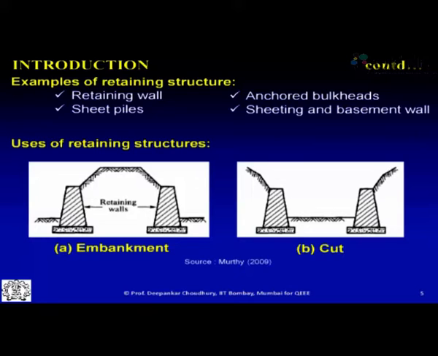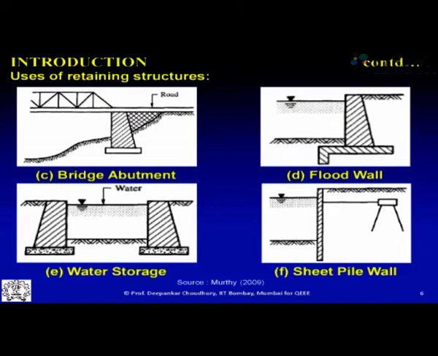It can be a sheet pile wall, it can be an anchored bulkhead, it can be sheeting and a basement wall, etc. Some more examples of the retaining structure, for example a bridge abutment. Like this is the bridge and this is the natural profile of your ground. So you maintain the level difference over here. To provide the support at this end, you provide this kind of structure, which is nothing but retaining this portion of the load coming from this soil.